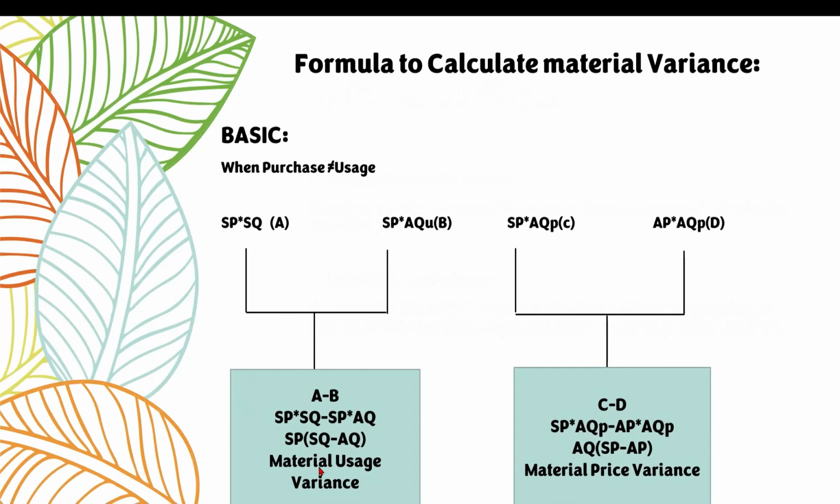Yeah, material usage variance, and the last two will be your material price variance. And the difference of these two will be your closing stock, which I forgot to mention here. So this is for the F2 student, and this is the basic.